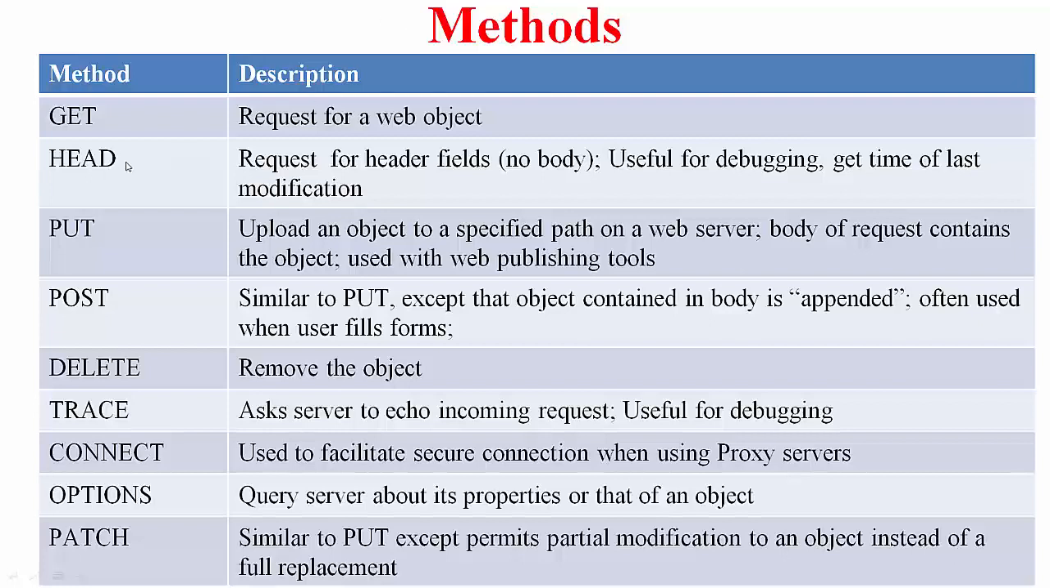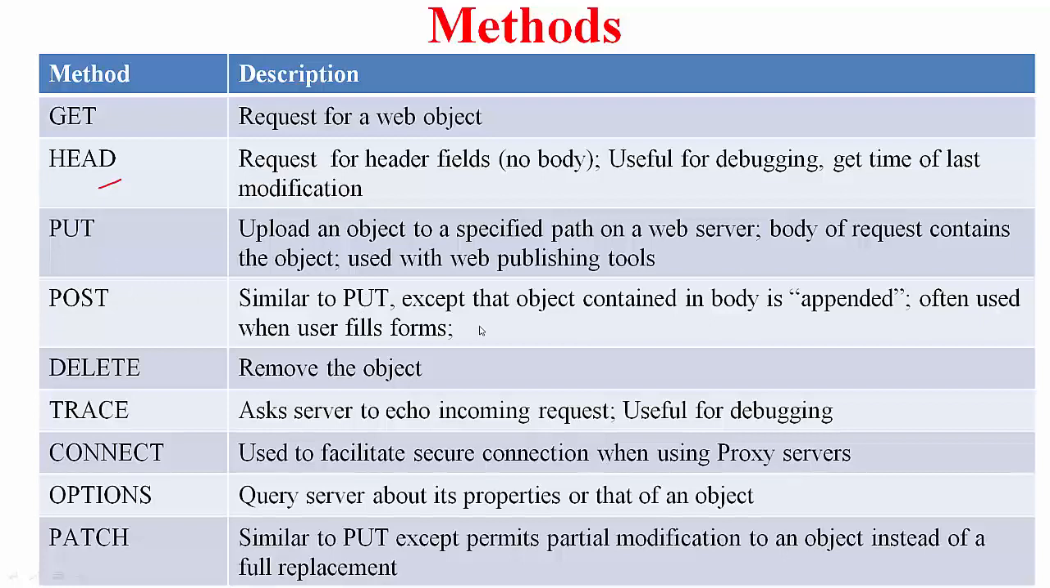The GET method we already saw. It basically requests a web object. If the method is HEAD, you are requesting the header fields only. In other words, even if the server has a body, it will not respond with it. This is useful for debugging, where you really don't want to download the body. So HEAD is also used at times to get the time of last modification of the web page without actually downloading the particular web page. PUT is like the reverse of GET, where you are uploading an object to a specified path on a web server. GET doesn't have an entity body, whereas PUT will have the entity body filled up.